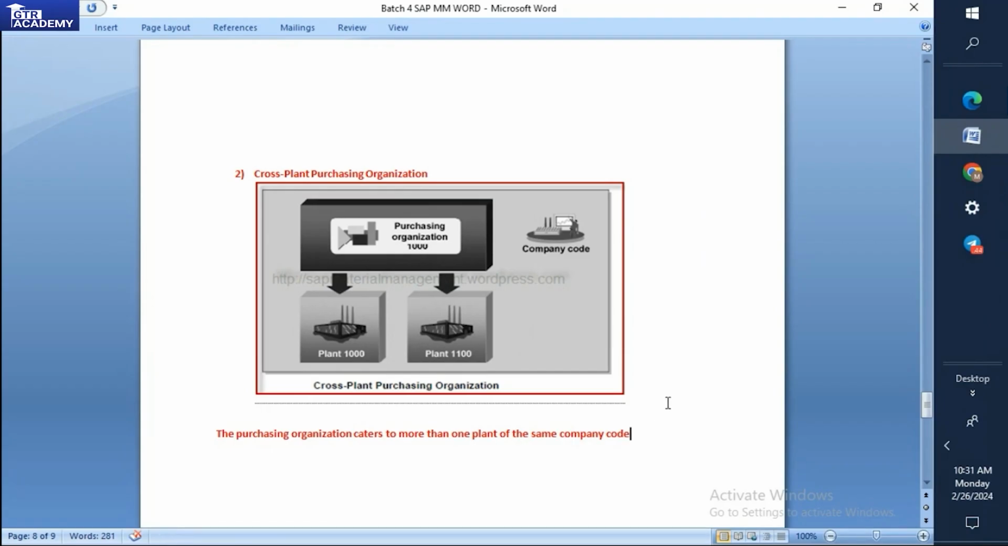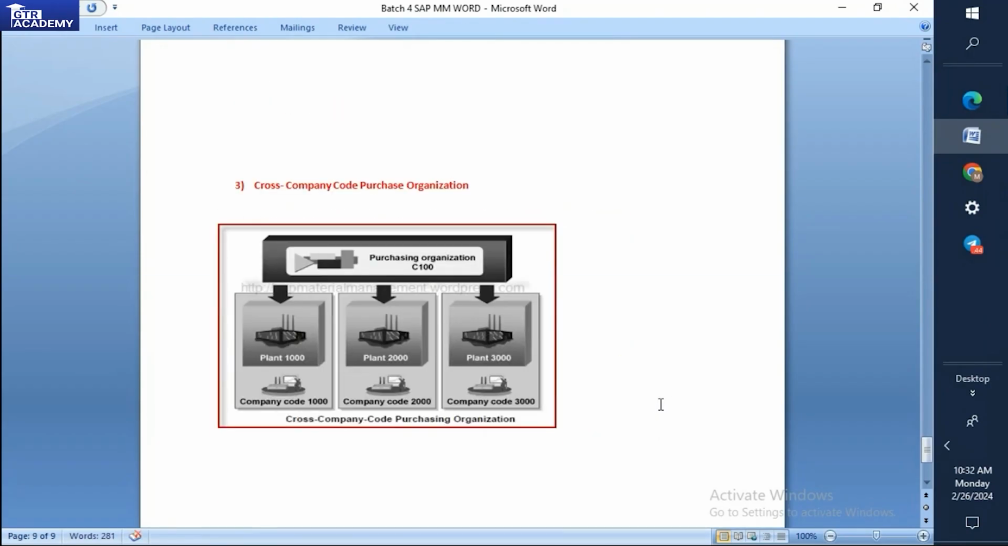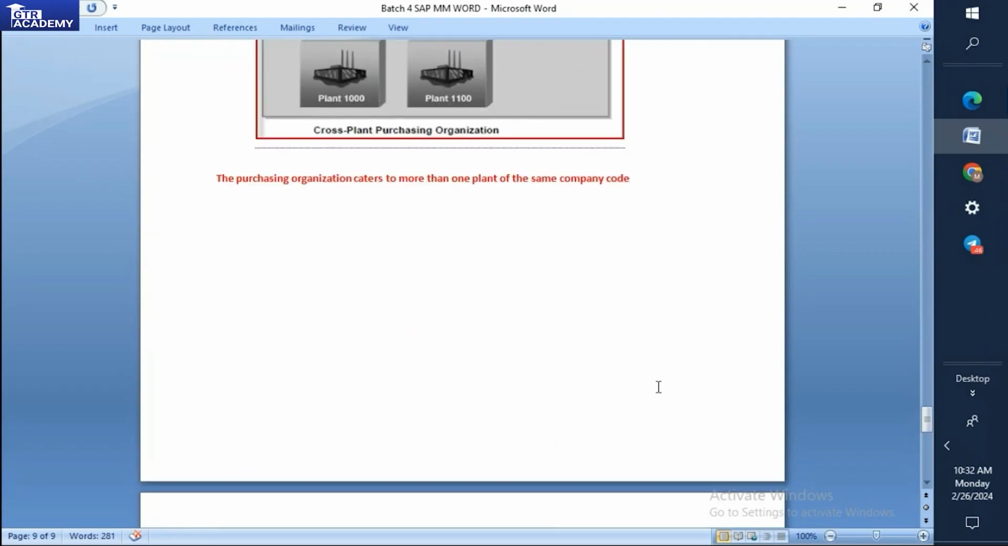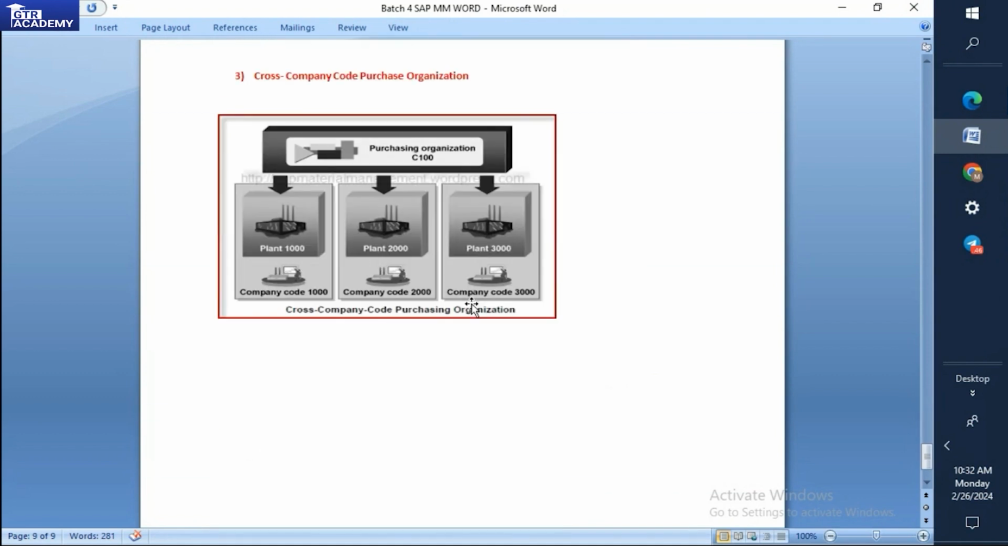Understood? One more type is there, that is cross company code purchase organization. Will anyone answer this? Srinivas, you can try. Same, like you told, for the one purchase organization, it's assigned to plants. You can apply it here. Multiple company codes having one purchase organization.